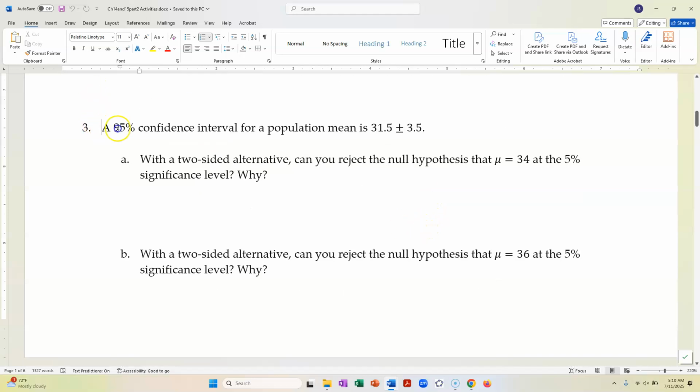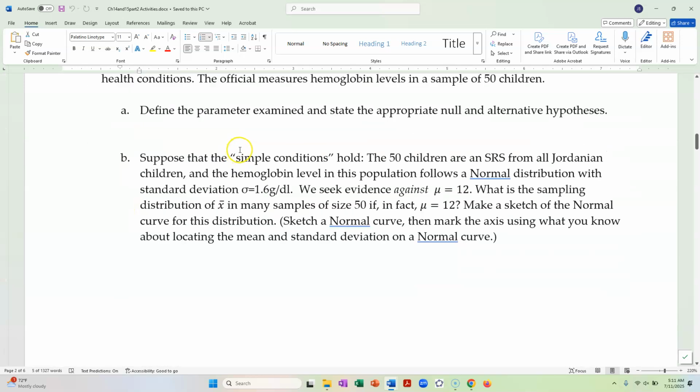Okay, number 3, check your notes. There was a very specific, so this one is trying to connect confidence intervals and rejecting or failing to reject the null. There was some information about making that decision when you had a two-sided alternative hypothesis test. So be sure to check that.